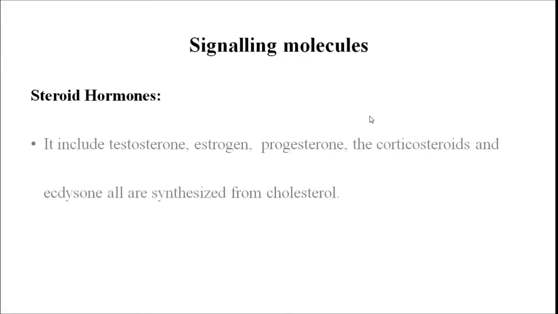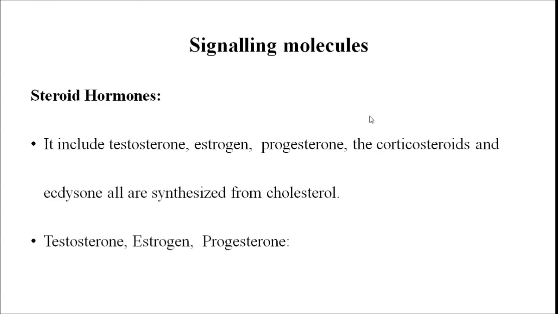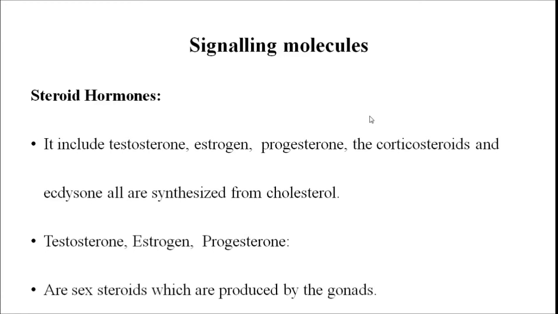Now let's start with the signaling molecules. The first signaling molecule is the steroid hormones. The best examples are testosterone, estrogen, progesterone, corticosteroids, and ecdysone. All steroid hormones are mainly synthesized from cholesterol. The best examples are testosterone, estrogen, and progesterone. All these are sex steroids, and they are mainly produced by the gonads.